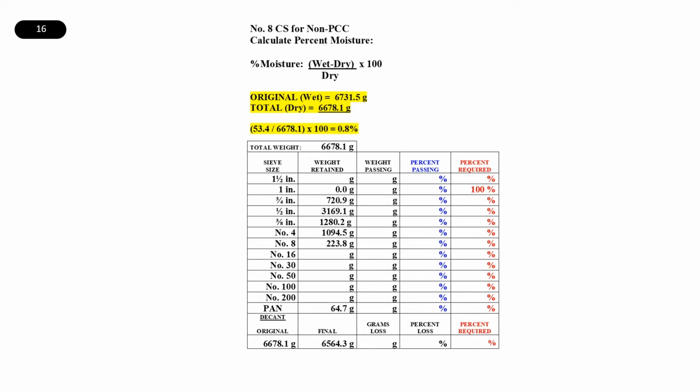The percent moisture is 0.8%. If you're trying to memorize this formula, the key is to remember to divide by the dry weight and not the wet weight. This final dry weight of 6678.1 is critical. All of the remaining calculations for decant and gradation are based on this dry weight.